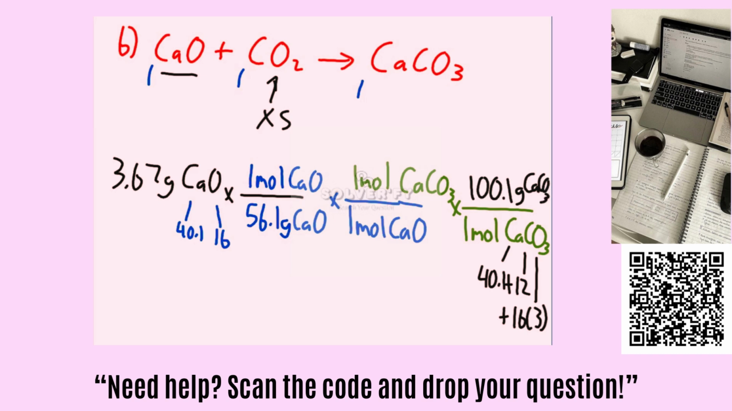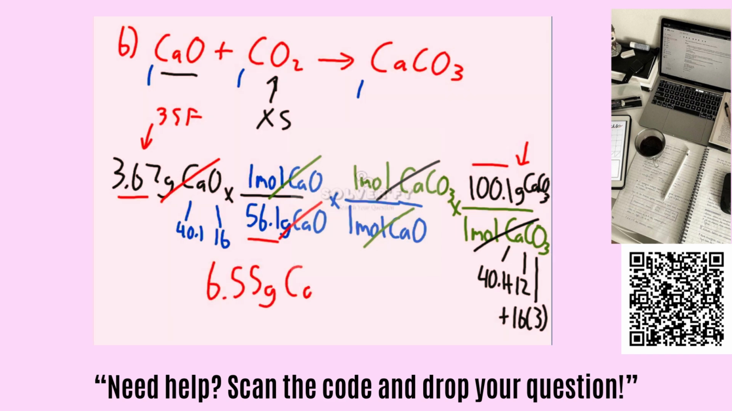Let's check our units again. Grams of calcium oxide cancel each other out, moles of calcium oxide cancel each other out, and moles of calcium carbonate cancel each other out. We are indeed left with only grams of calcium carbonate, which we wanted. So let's take 3.67 times 100.1, divide off 56.1, and again we'll need 3 significant figures. This will come out to be 6.55 grams of calcium carbonate.